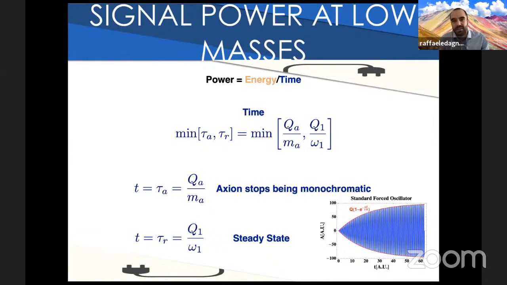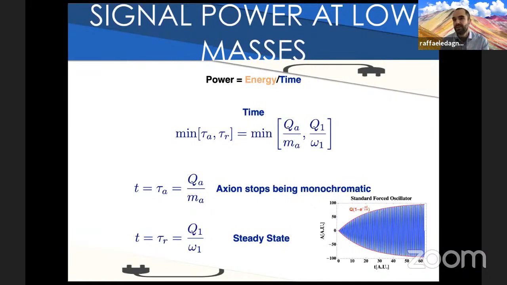And that's why, for example, ADMX has a Q of order 10^4, if I remember correctly. But anyway, it doesn't go beyond the axion quality factor. Instead, if your resonance frequency is much larger than m_a, then you have a lot to gain in going to higher quality factors, because you can saturate this resonator power much later. So you want to build higher Q resonators.